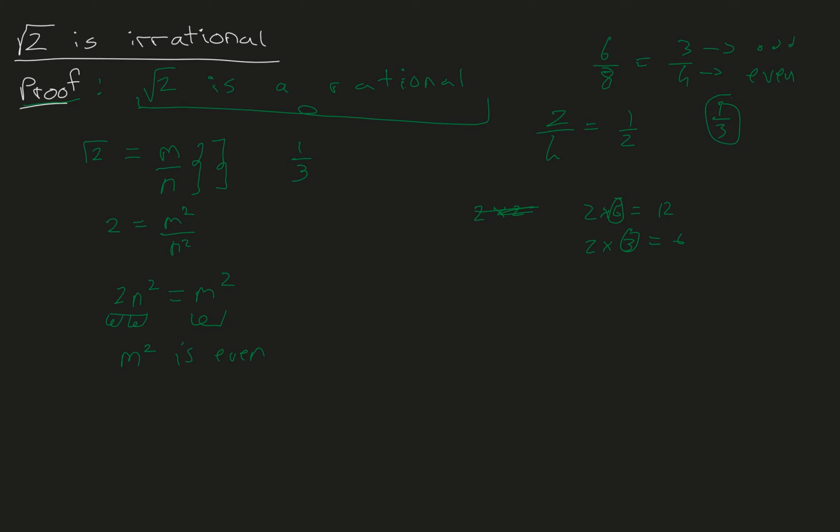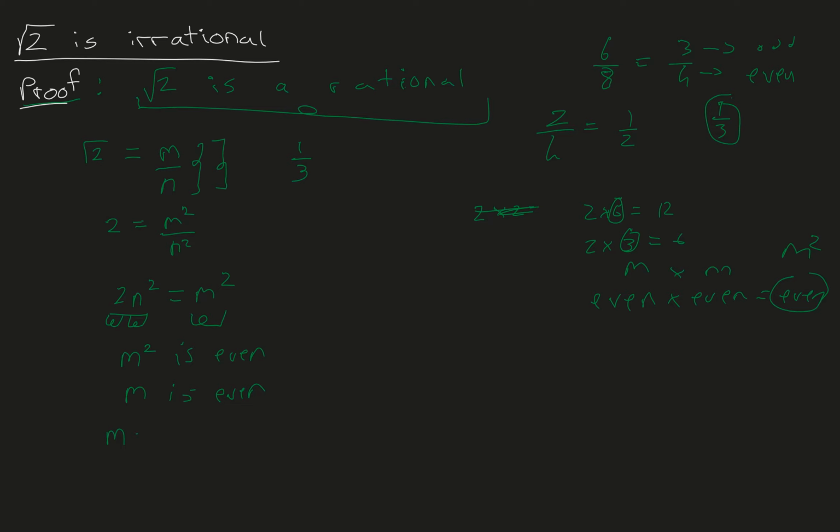So if m squared is even, then m in turn is also even, because the only way we get even is if even times even is equal to even. That's the only way we can get an even. So if this is m squared, then m has to be even, because the only way we can get an m squared which is even is if we multiply two even numbers together. So this shows m is also even.